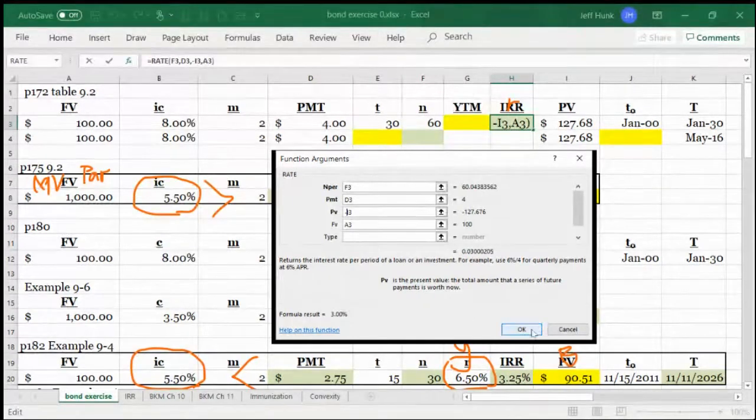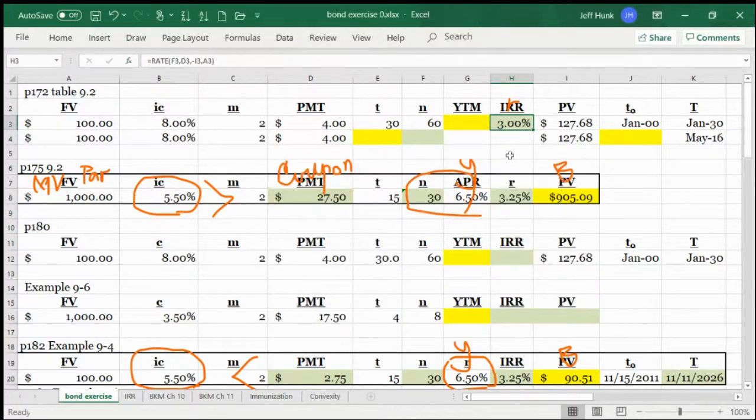So put a minus sign in front of it. Then, okay, what do you get? 3%. So that's half your rate. And what is yield to maturity? It's the annualized rate of that half year rate. So you simply multiply that by 2. Don't enter 2 manually, okay?